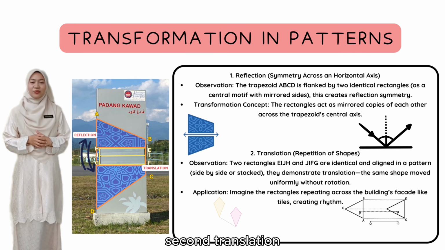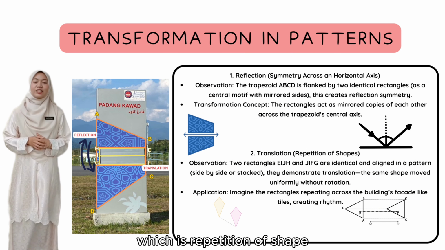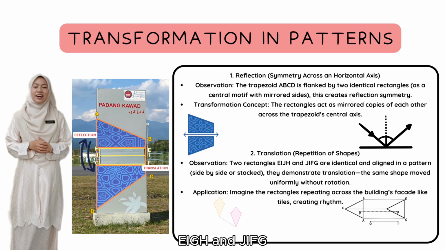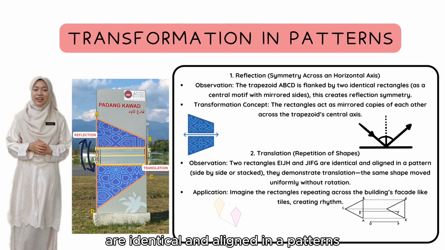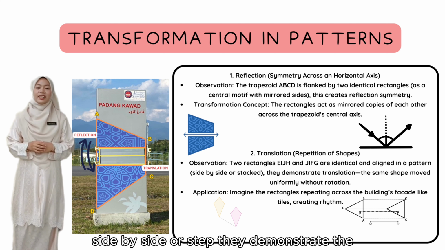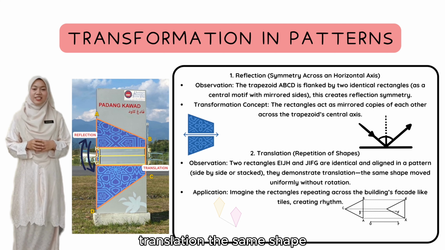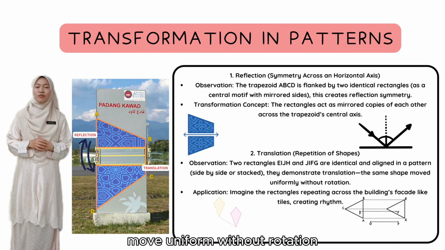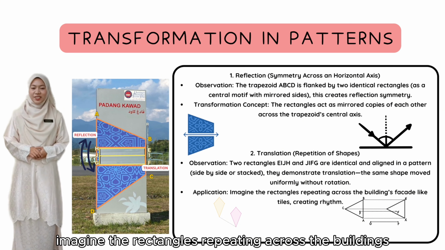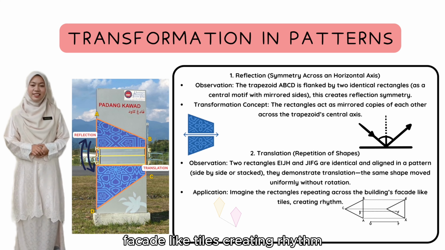Second, translation, which is repetition of shape. The observation is that two rectangles EIGH and JIFG are identical and aligned in a pattern, side by side or in steps. They demonstrate translation, where the same shape moves uniformly without rotation. The application is to imagine the rectangles repeating across the building's facade like tiles, creating rhythm.